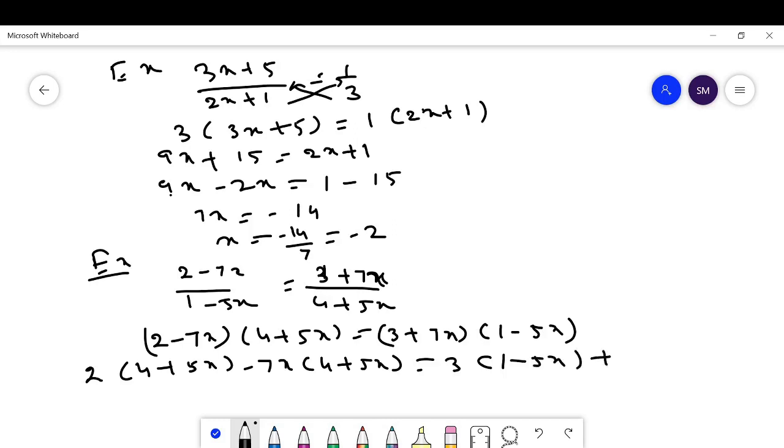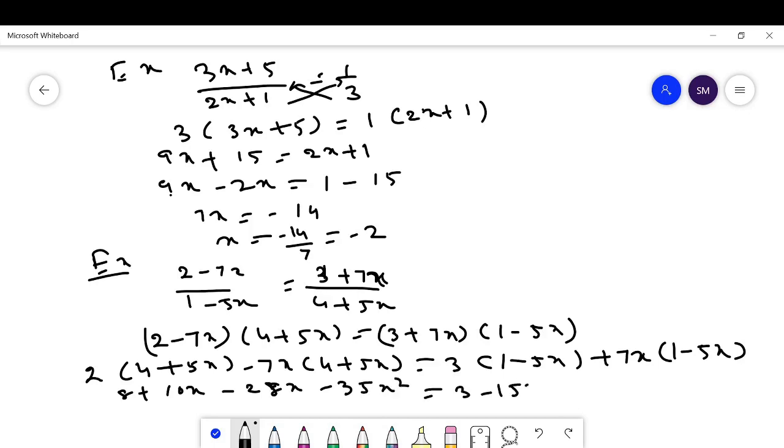Students, if you are not clear with algebraic expressions, then the problem will persist for you in linear equations. At first you must be clear with the algebraic expressions. I split the binomial into monomial into binomial. Okay. Then here you multiply: 8 plus 10x minus 28x minus 7x plus 5x minus 35x square, which equals 3 minus 15x plus 7x minus 35x square.